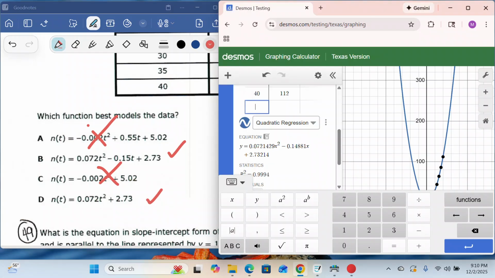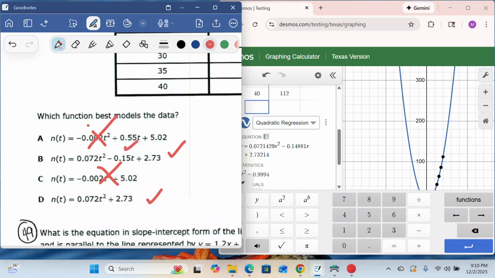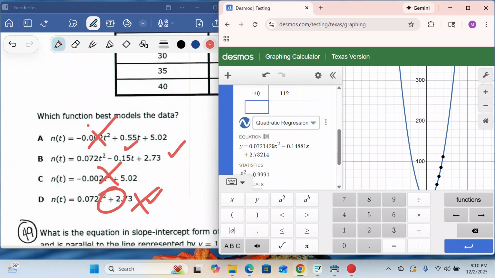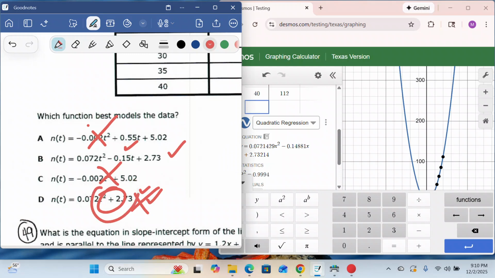Minus 0.14881. So I look at the problem and this one looks like a negative 0.15. But look at this one, it doesn't have the 1. So that's wrong. And if I look at my last one right here, on Desmos, positive 2.73. This one's right, but then again, it has a missing one. So the answer choice is letter B.